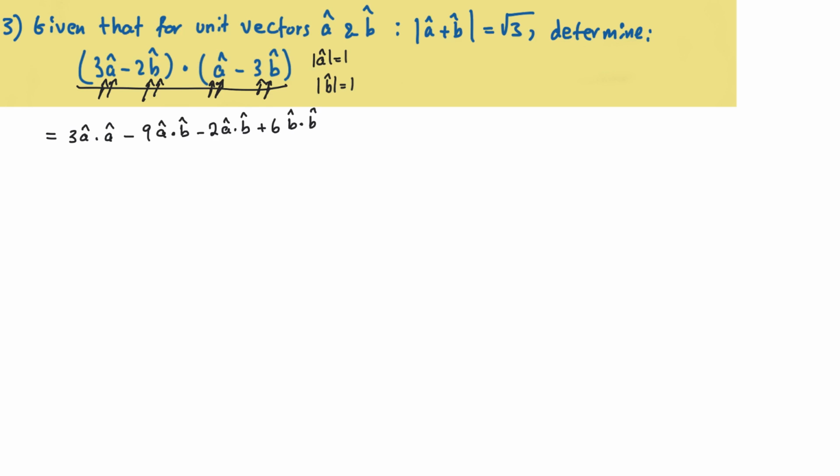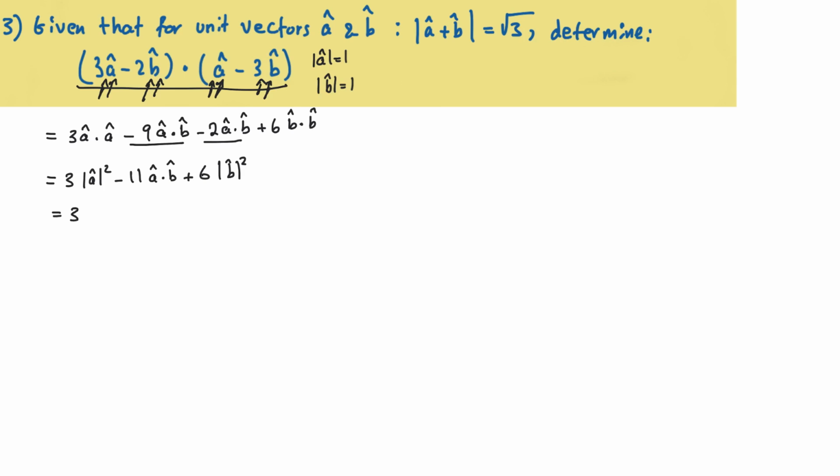We can simplify this a little bit. We know that when we take the dot product of two vectors that are the same, it becomes the magnitude of that vector squared. And then we're going to have -9 minus 2 is -11 a dot b. And then we're going to have +6, same thing here. We are taking the dot product of the same vector, so it becomes the magnitude of b squared there.